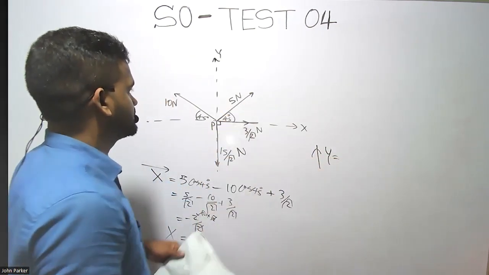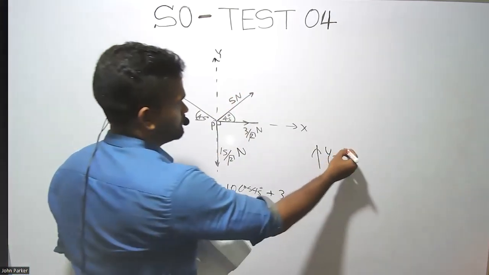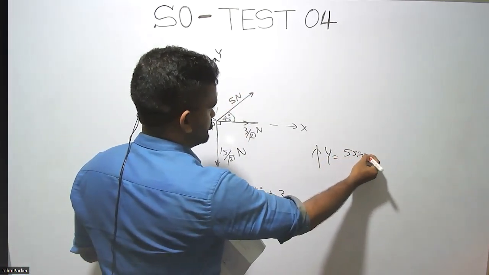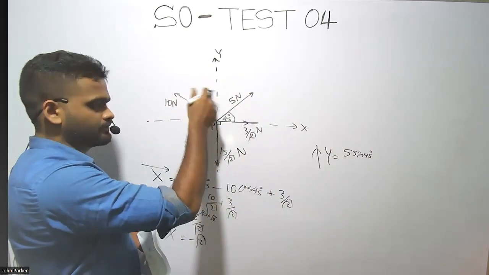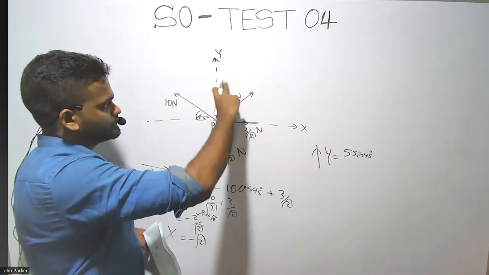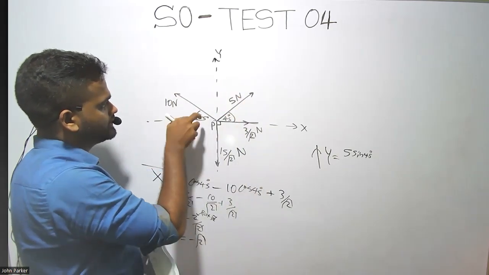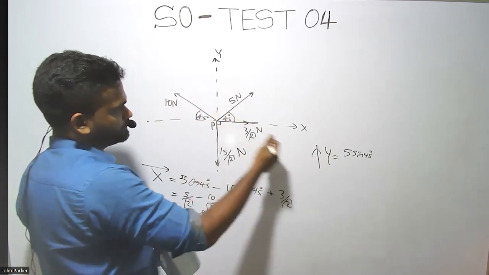So we'll start from here, 5 sine 45. So to the y direction it is sine, right? You can go cos as well, but let's say sine. 5 sine 45. Then this is 10 sine 45. That is also positive.